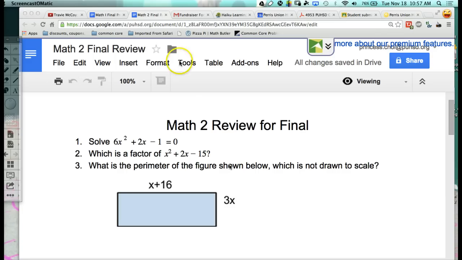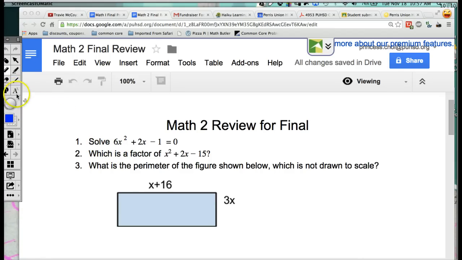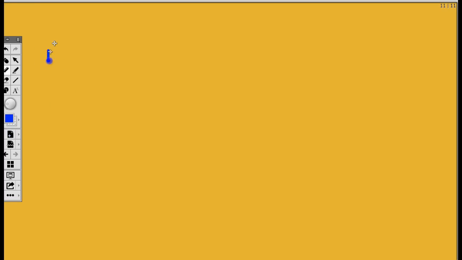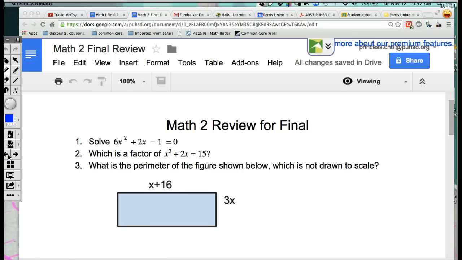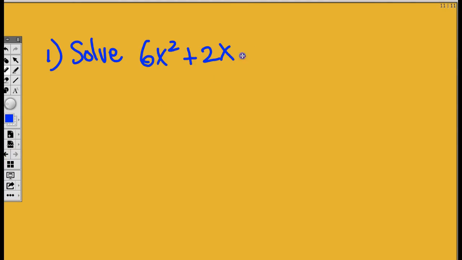Okay, so now let's take a look at our 3 questions. I know you had enough time to copy everything. The first question is solve 6x squared plus 2x minus 1, right? So let's start with that. The first question was solve, and then 6x squared plus 2x, and then it's actually minus 1, and for some reason I put plus 1 when I was doing my lesson. So we'll just use it that way.